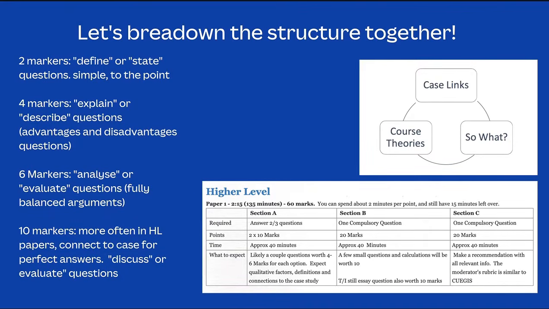And what do you expect for section A? Most likely a couple of questions worth 4 or 6 markers, and expect qualitative factors, definitions, connections to the case study, questions that are related to the point that require analysis. Section B, you have 1 compulsory question that is worth 20 marks, so approximately again 40 minutes. Here you have a few small questions and calculations that will be worth 10 marks, and an essay question.